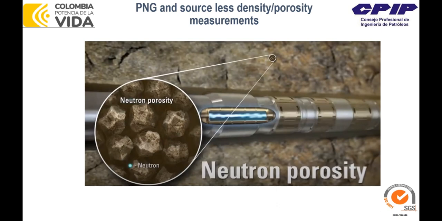And right now in the market there are tools which run in the hole completely sourceless. They just have an electronic pulse neutron generator, which can be activated downhole, and no chemical source, neither cesium 137 nor americium beryllium 241, is used in this tool. So this is, of course, a big advantage for the environment and for the operating crews.